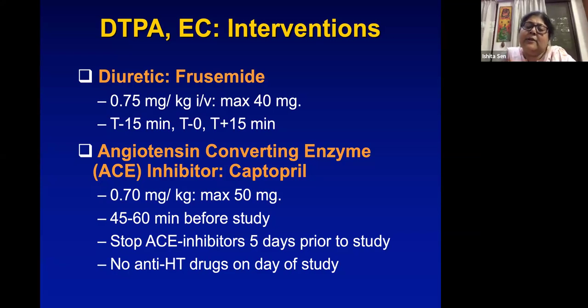In patients where you're giving angiotensin-converting enzyme inhibitors, captopril is now no longer available. So we usually use enalapril or even lisinopril. And in those cases, again, you give a slightly lower dose of 0.7 milligram per kg body weight. The ACE inhibitor, if it is given orally, like captopril, we used to give it orally about 45 to 60 minutes before the study. With enalapril, if it is an injectable enalapril, we give it 1 minute prior to the study.